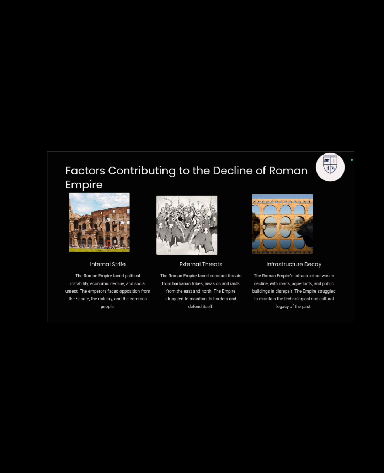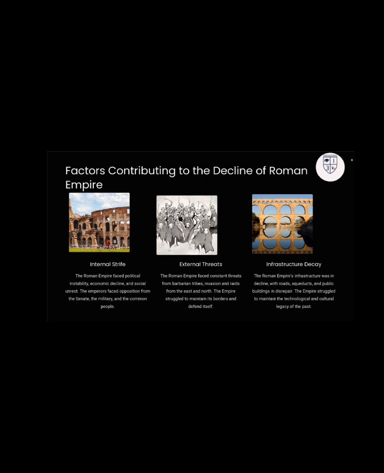Like you can see, there is an aqueduct over here. Today it's still standing, but we can imagine that in the past many aqueducts were falling. Like today bridges are falling. We can imagine like this, that aqueducts were falling, and public buildings and roads were declining.